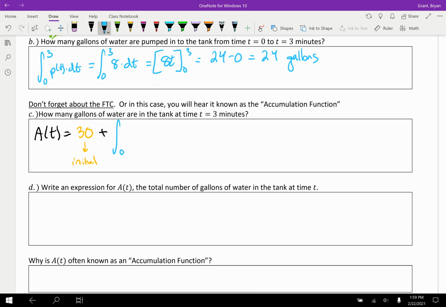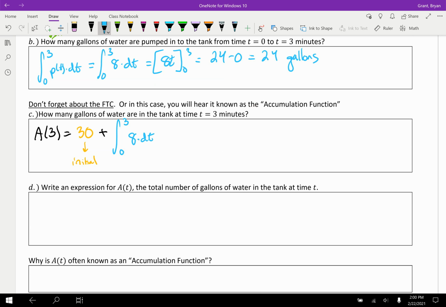Oh, and that's funny. I guess I probably should have switched D and C, but that's okay. We'll get back to it in just a second. Well, let's just do it this way. So let's say that this is A of 3. So we're trying to find the total amount after 3 minutes. Well, we started with 30. We need to pump in from 0 to 3 of 8 dt.